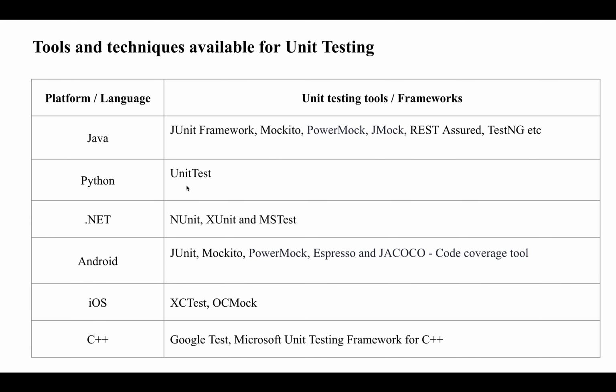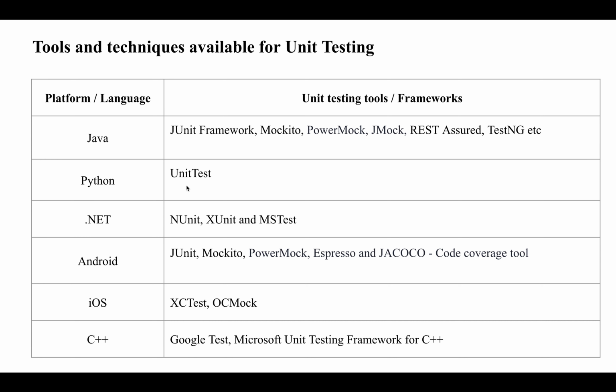Now let's go ahead and see some tools and techniques that are available for unit testing. I have created a tabular structure wherein I have mentioned some platforms and their available unit testing tools or frameworks. If you are a Java developer, we know that there are the JUnit, Mockito, and PowerMock frameworks available for unit testing. There is the REST Assured framework which will test your REST APIs. If you are a Python developer, there is the unittest framework available for Python. If you are an Android developer, JUnit, Mockito and PowerMock are some tools useful for unit testing. There are also Espresso and UI Automator, which are a few tools for Android to UI test your code.